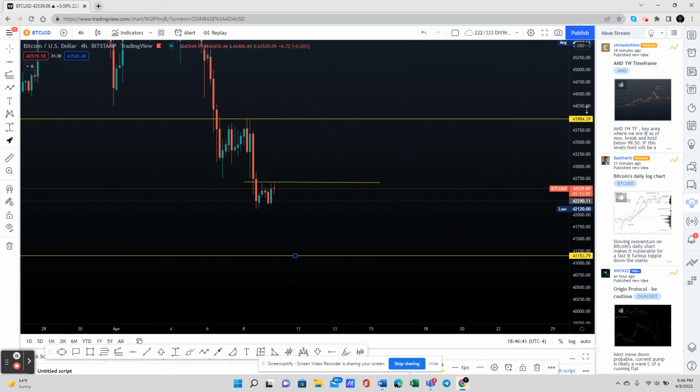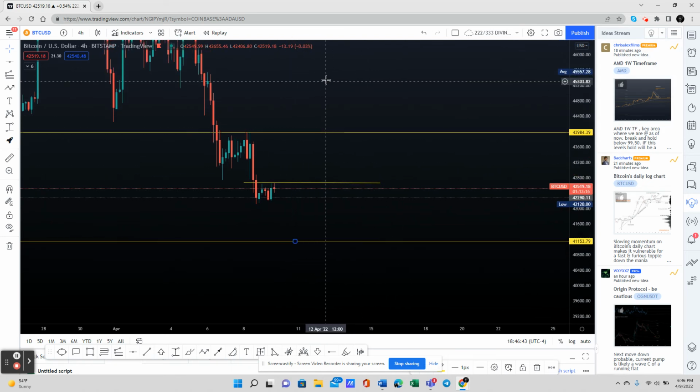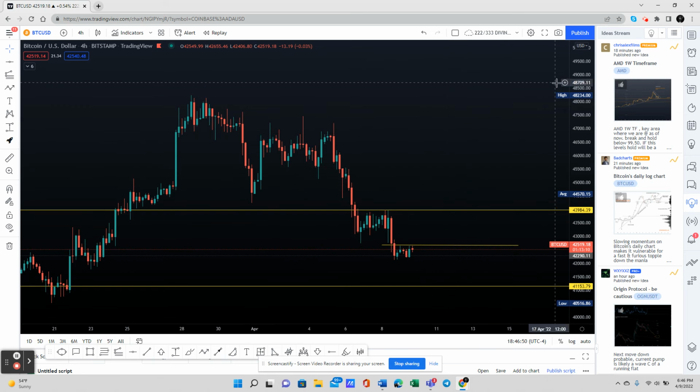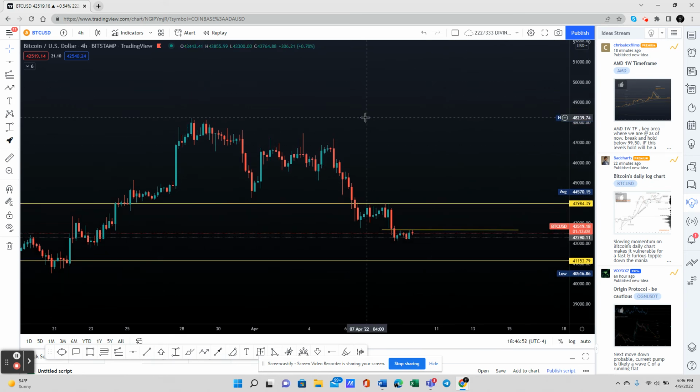Or if we close above here, we still can fight back up to this region. So 48, where we are right now, is a key level. We have to close above this.